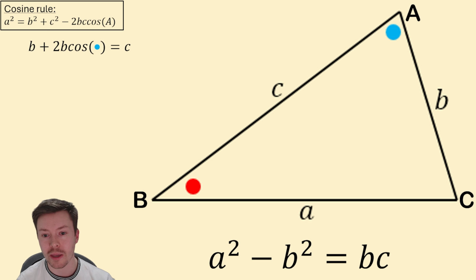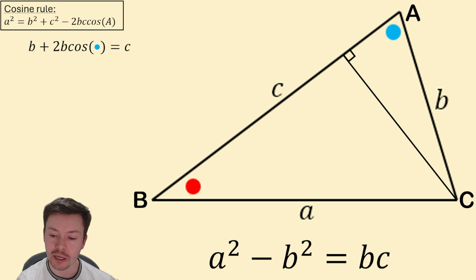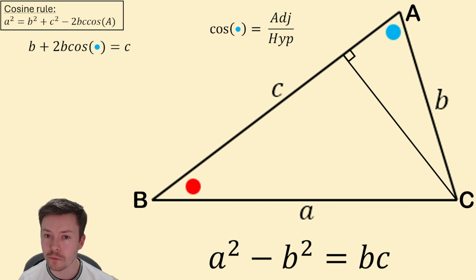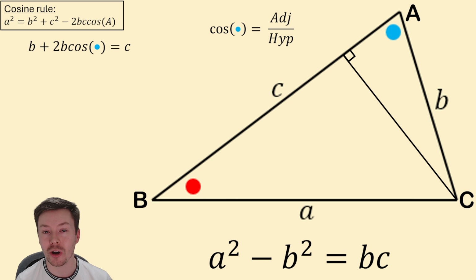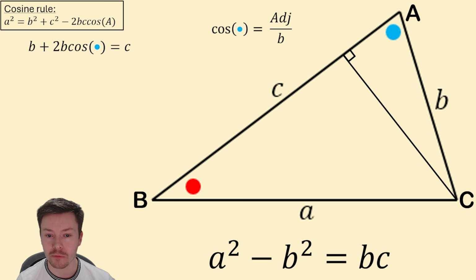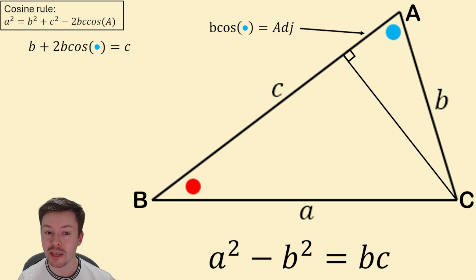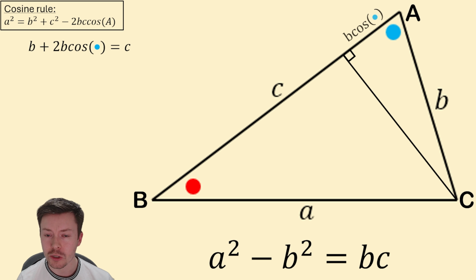So if I was to create a side here, which had a right angle, so from C to the side AB, but meets the side AB at 90 degrees, I know that cos of my blue angle is going to be equal to the adjacent divided by the hypotenuse. Now, the adjacent side there is the length from A to that right angle, and the hypotenuse is b, so I can replace that with b. If I then rearrange my equation, I get that this side here is b cos of my blue angle. Okay, so I've got one lot of b cos the angle.